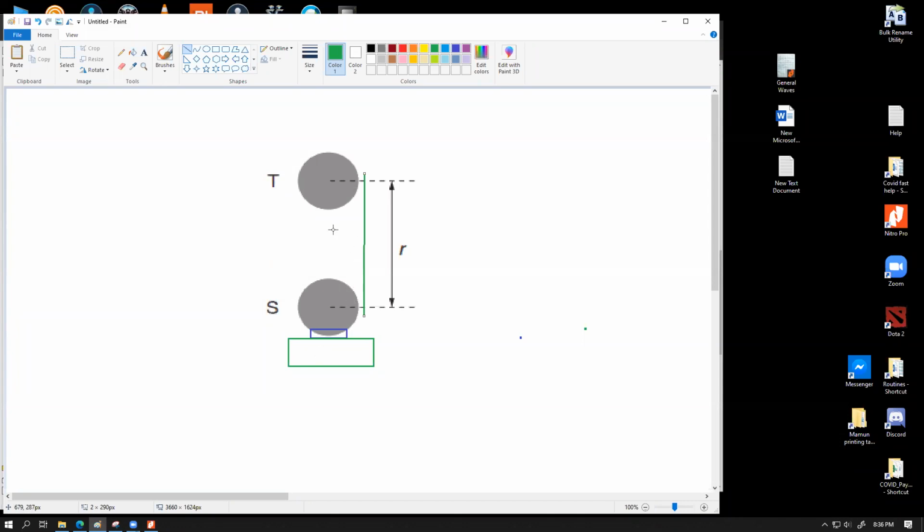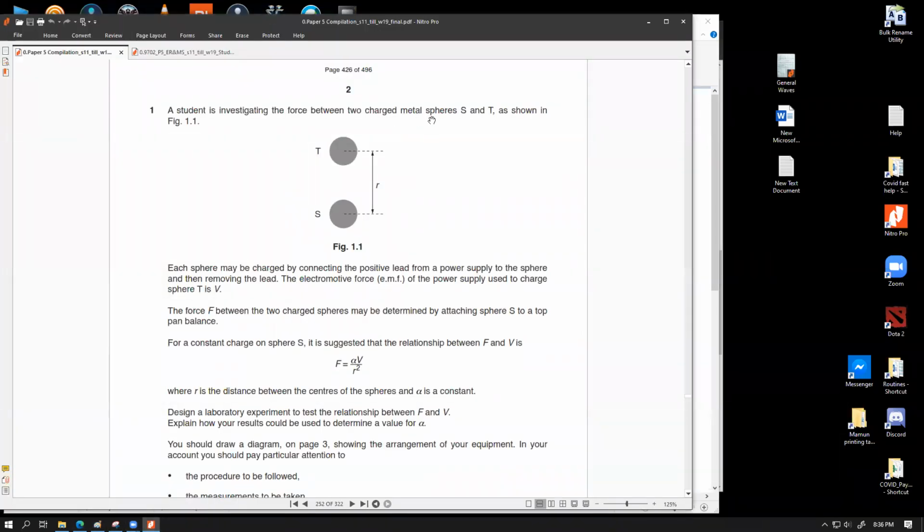So that's one way we can achieve this. And another thing is that to be able to measure the in-between distance properly, what I would like to... Does the question say that they're identical? No. The student is investigating the force between the two charged metal spheres S and T. That's all they say. So they might as well not be identical.